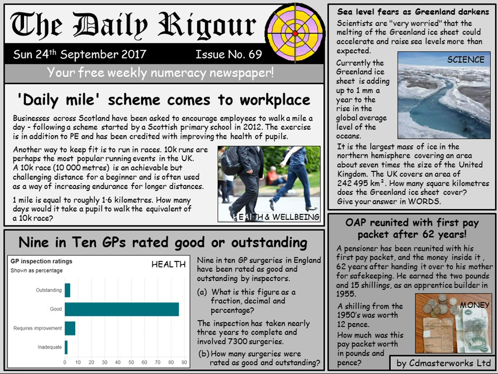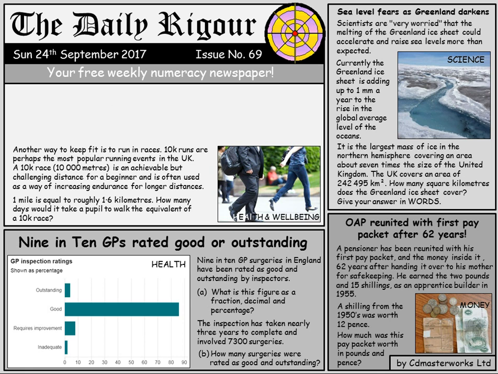Our first story in the news this week: businesses have been encouraged to adopt the Daily Mile scheme that's used by many primary schools across the country. One mile is equal to roughly 1.6 kilometres. How many days would it take a pupil to walk the equivalent of a 10k race?